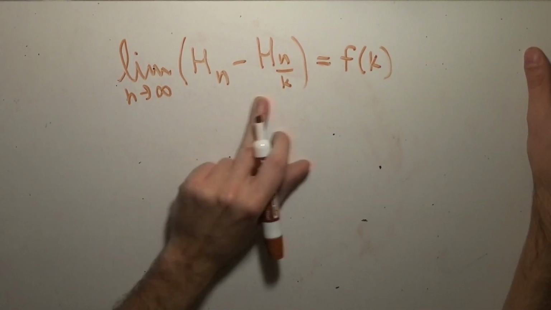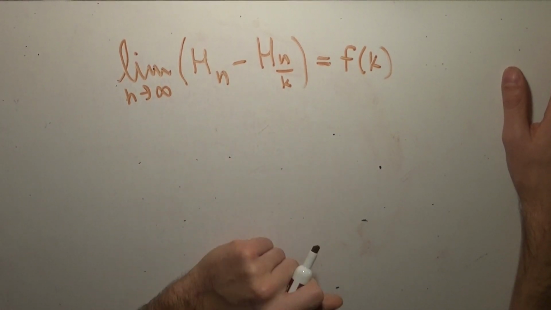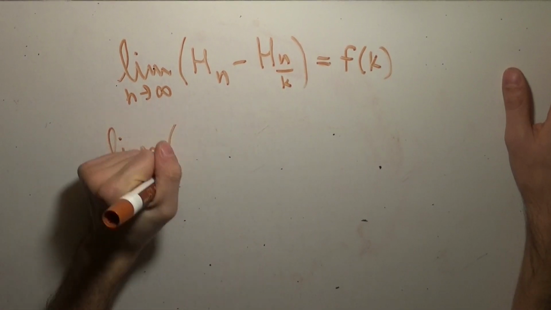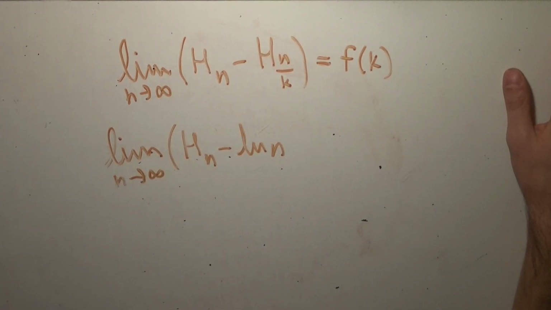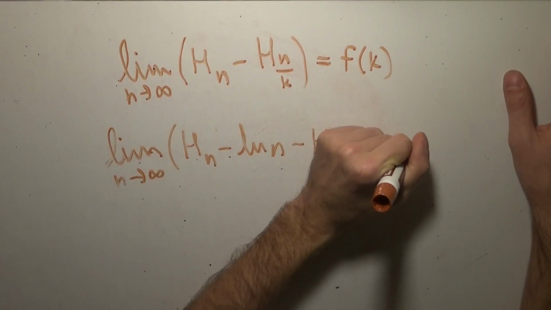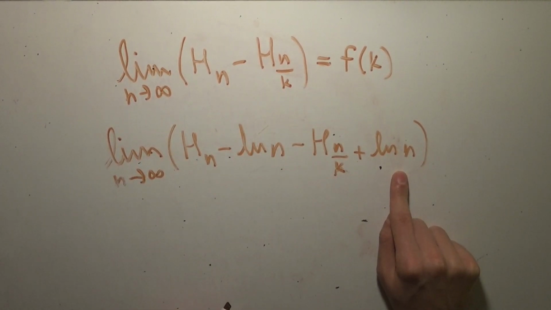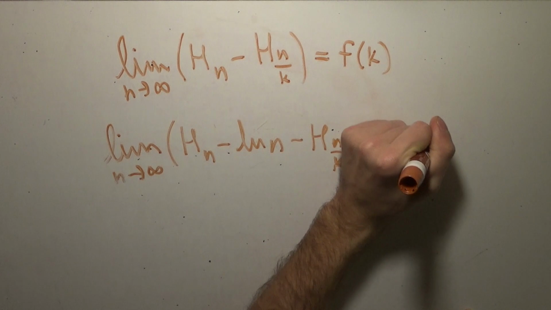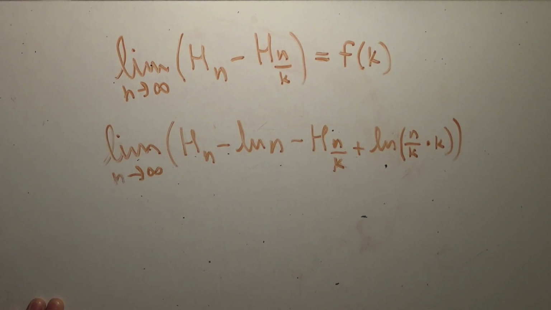So what I'm going to do is some manipulations of this limit to find out what f of k actually is. We're going to add and subtract the same thing inside of this limit. So we have the limit as n approaches infinity of H sub n, and I'm going to subtract the natural logarithm of n, and re-add the natural logarithm of n. So we still have minus H sub n over k, and I'm going to add the natural logarithm of n. But now I'm going to rewrite the natural logarithm of n as something slightly different, because I can write n as n over k times k. That's perfectly fine, because k divided by k is 1, and I'll be left with the natural logarithm of n.